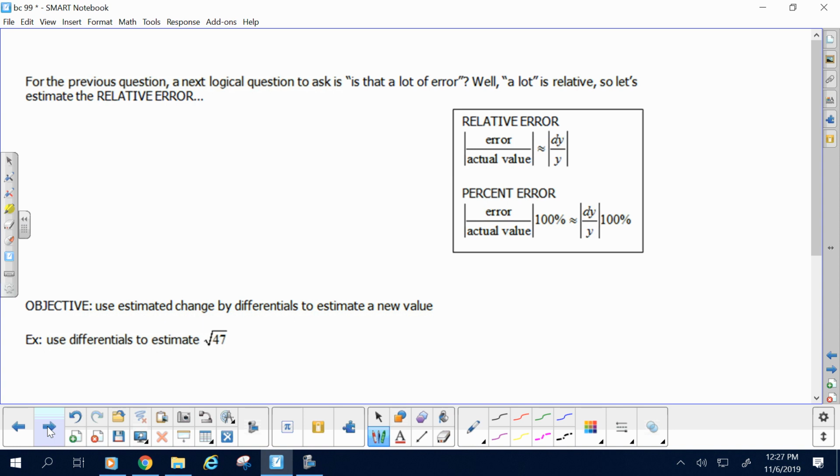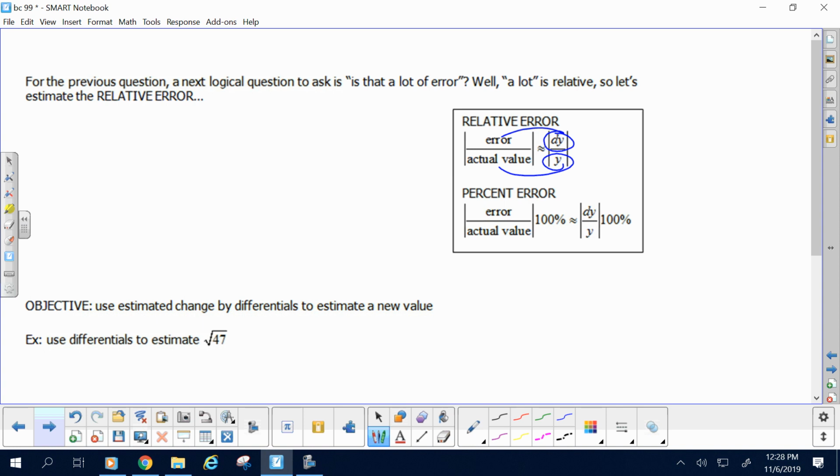So the answer to the question, is that a lot of error, is it's relative. It relates to what you're measuring. The number needs to be related to what you're trying to measure to say, is that a lot or not? So the idea of relative error is to take that estimated error and relate it to what you actually measured to begin with. And that could either be in a decimal form, relative error, or percent form, where you just take the relative error and make it a percent.